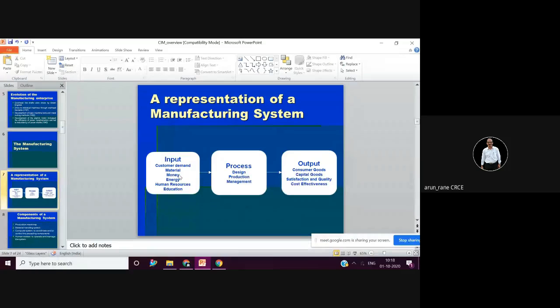Zero inventory means no inventory of raw materials either. There are four types of inventory. One is raw material inventory, second is work in process inventory, third is finished goods inventory, and fourth is spares inventory. The principle is zero inventory. It means you should not have any inventory.